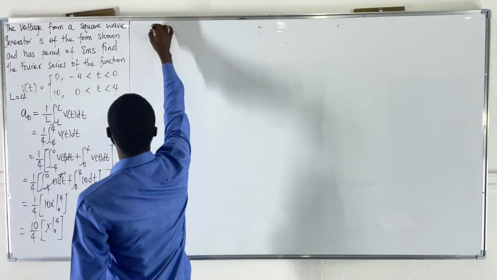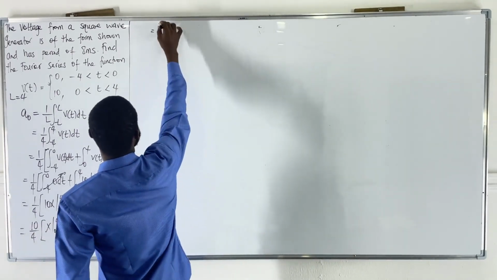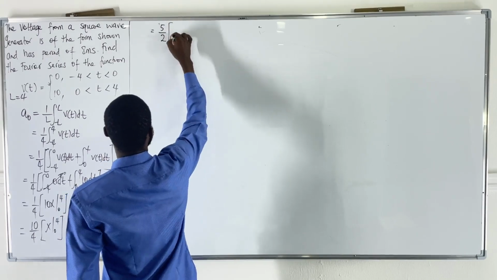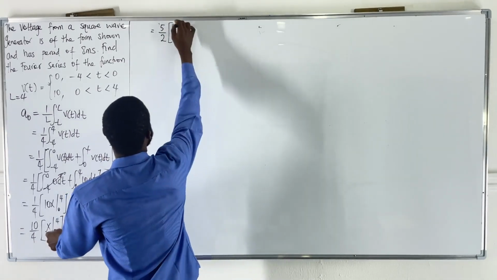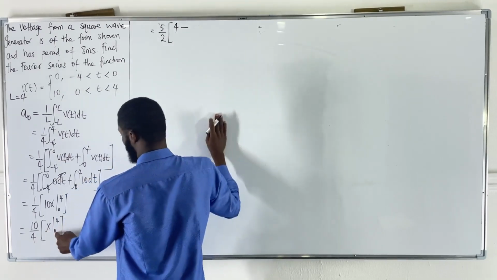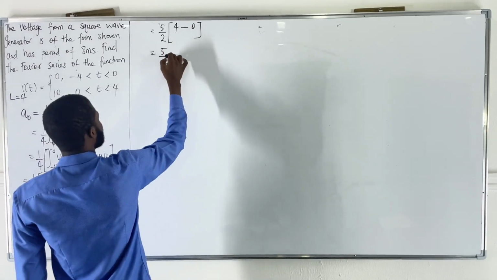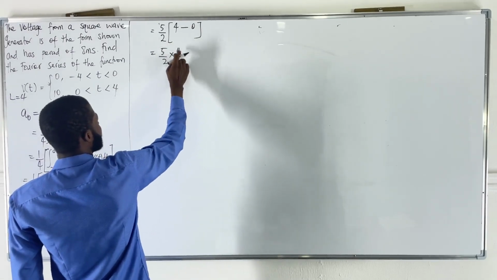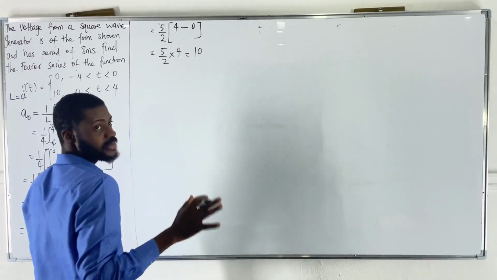So if you simplify this, this will give you 5 over 2. So that's 5 over 2 times, now this is t. Put in your upper limit, you get 4. Minus, put in your lower limit, you get 0. So this will become 5 over 2 times 4. 5 times 4 is 20. 20 over 2 is 10. So that's what that's going to give you. A0 is 10.